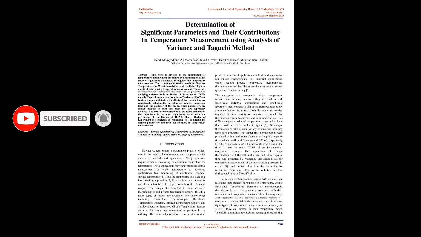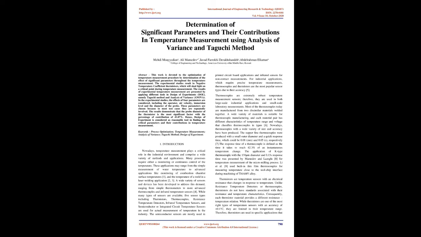In the experimental studies, the effects of 4 parameters are considered, including the operator, air velocity, immersion level, and the diameter of the probe. These parameters are chosen because in most test cases they are repeatedly involved. The results demonstrate that the probe diameter of the thermistor is the most significant factor with the percentage of contribution of 41.87%. Hence, design of experiment is considered as a reasonable tool in finding the critical parameters and their contributions in temperature measurement. Keywords: process optimization, temperature measurements, analysis of variance, Taguchi method, design of experiment.